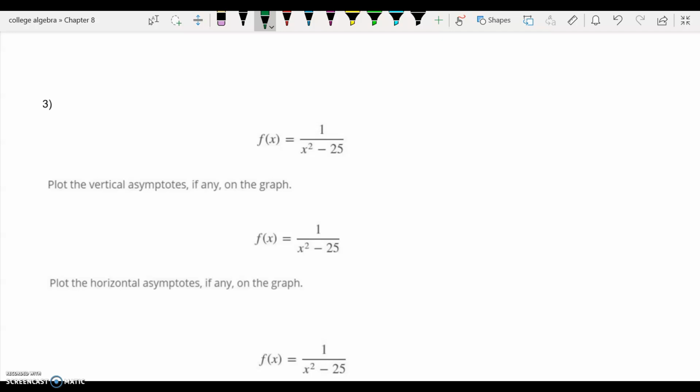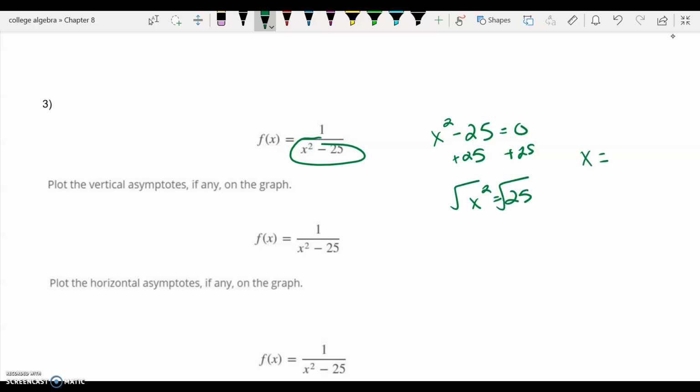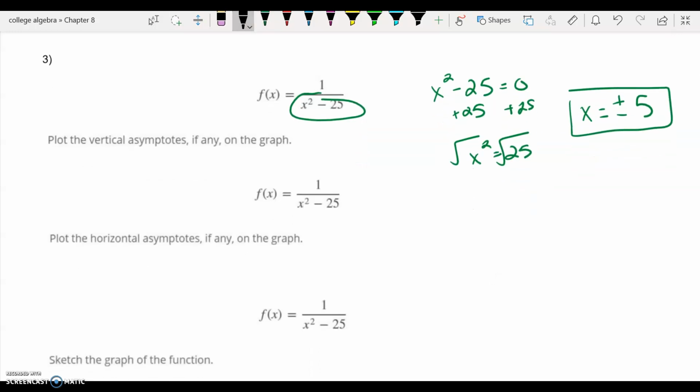Question 3, there's 3 parts. Vertical asymptote is the bottom of the fraction, so set it equal to 0 and solve. So you're going to have 2 of them. You're going to have a positive 5 and a negative 5. Horizontal asymptotes is based off the degrees, so the degree down here is 2, the degree up here is 0. If the degree on bottom is bigger, it's automatically y equals 0.